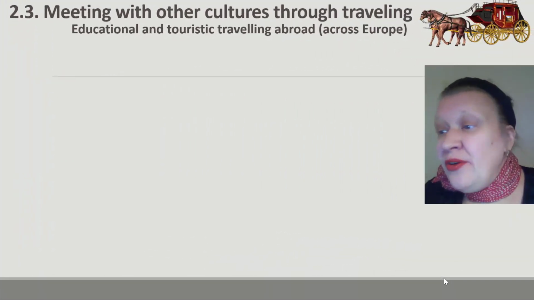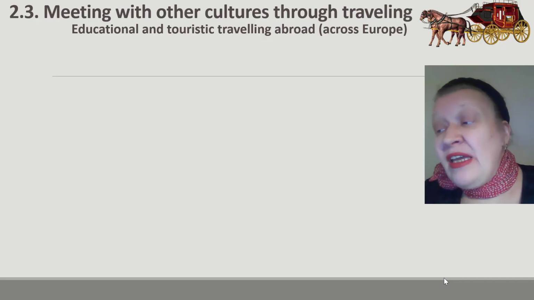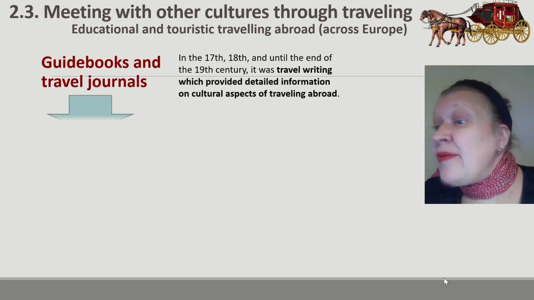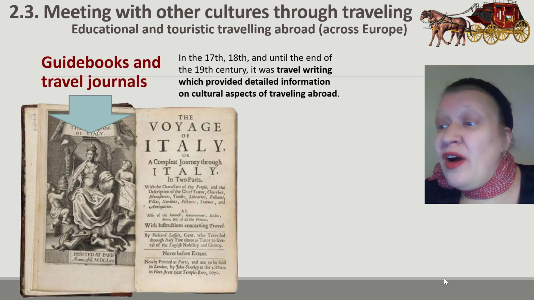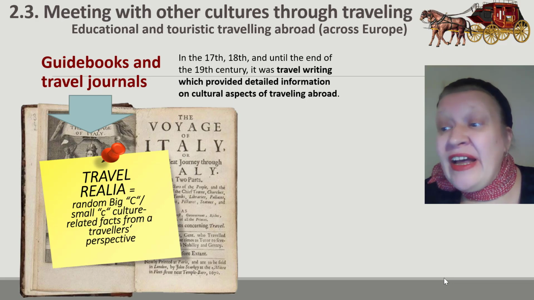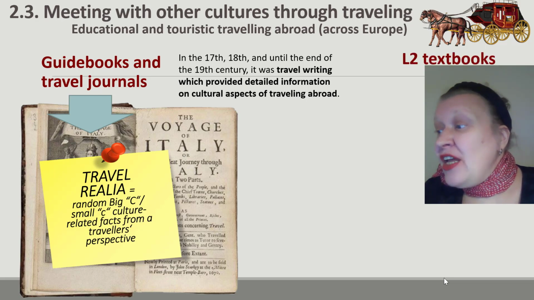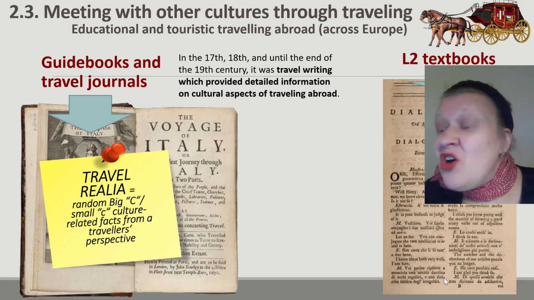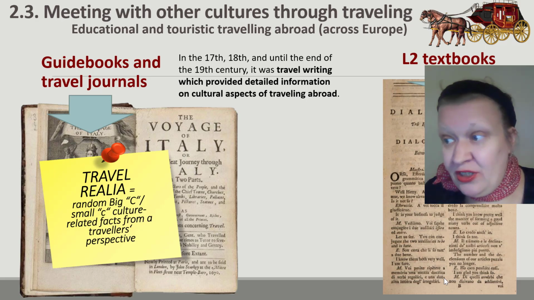We can conclude until the mid-19th century, it was rather travel writing which provides information on culture of foreign countries, mainly in the concept of traveling abroad, so-called travel realia, random big C and small c culture-related fact. As we shall see later, second language textbooks on that time did not aim to teach culture.